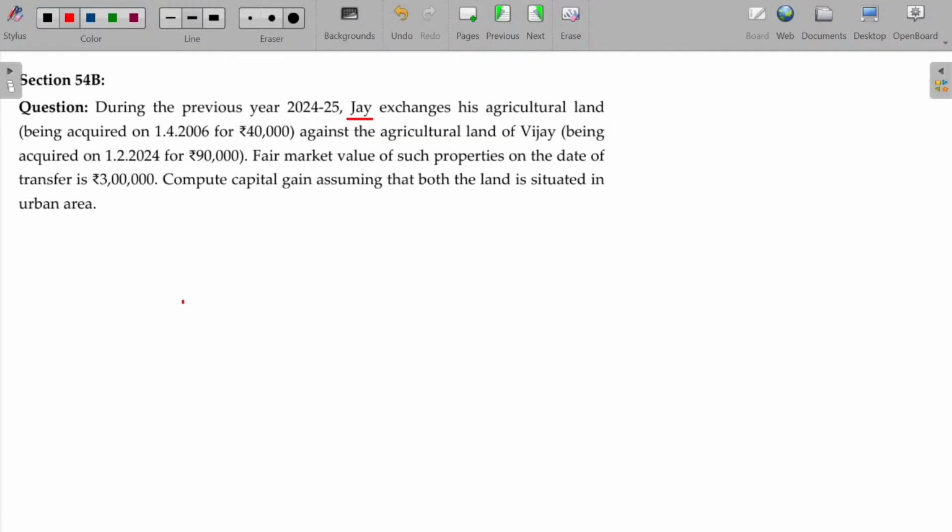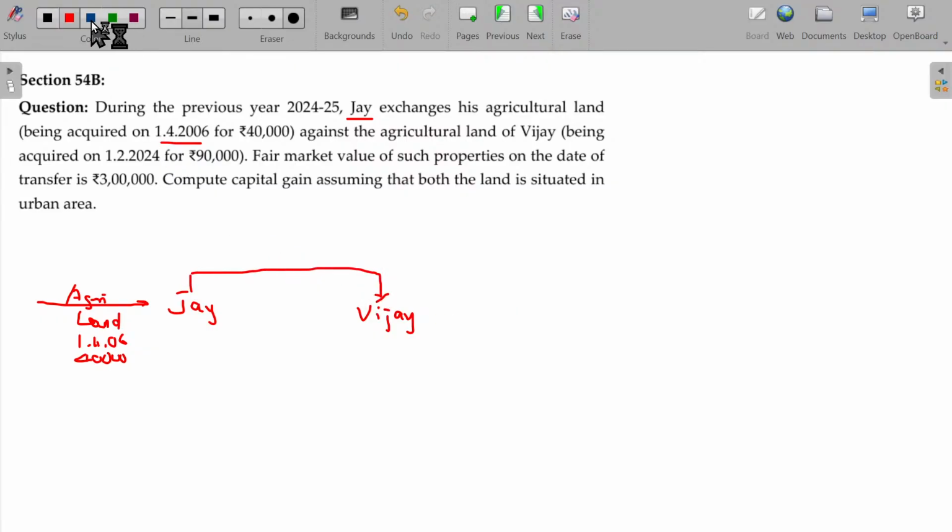J exchanges his agricultural land, acquired on 1/4/2006 for rupees 40,000, against the agricultural land of Vijay. Okay, so J has given his land to Vijay. Vijay has his own agri land. He hands over the agri land to J.